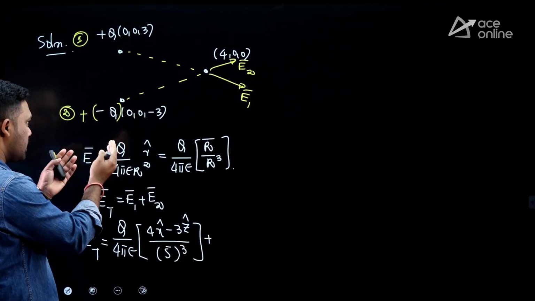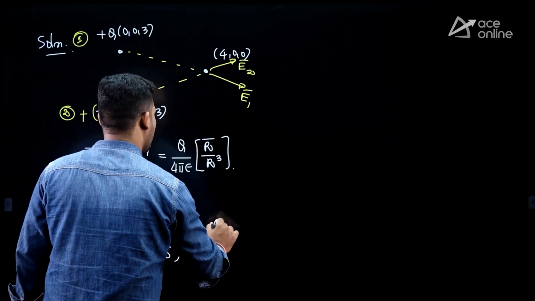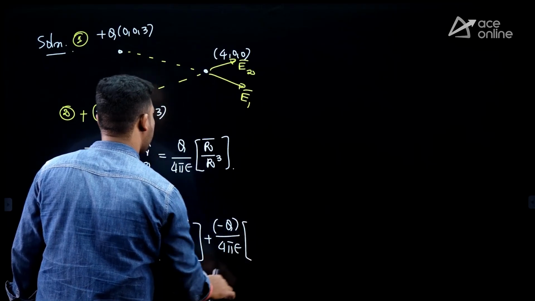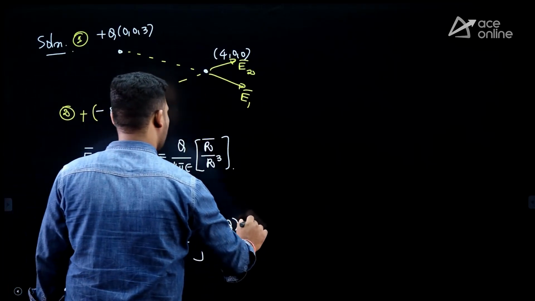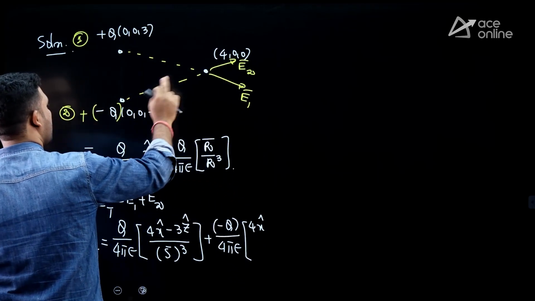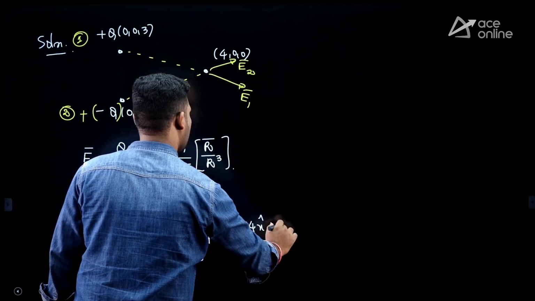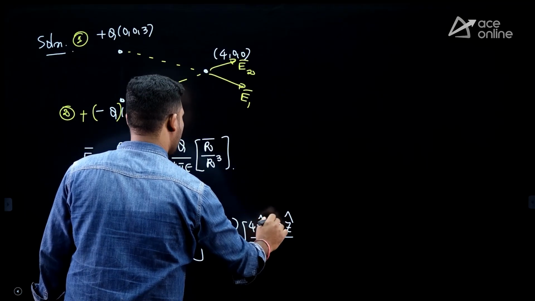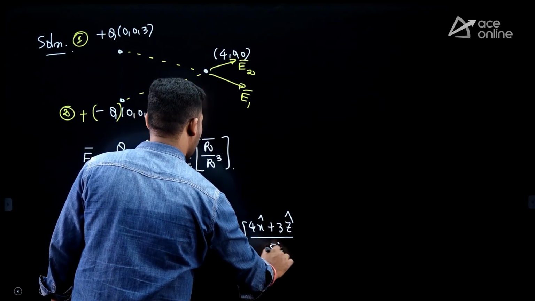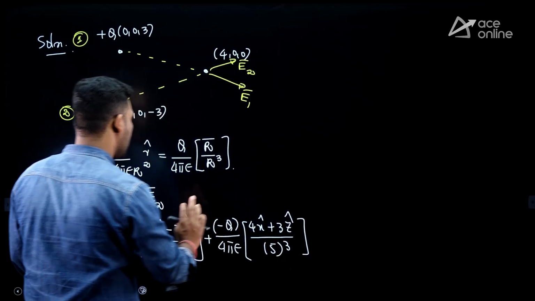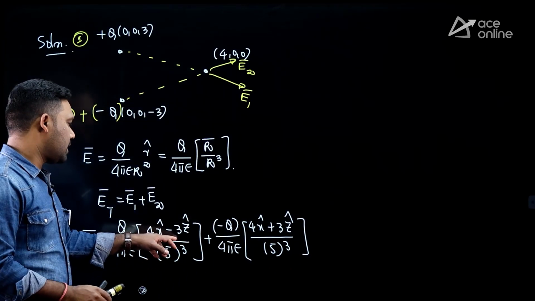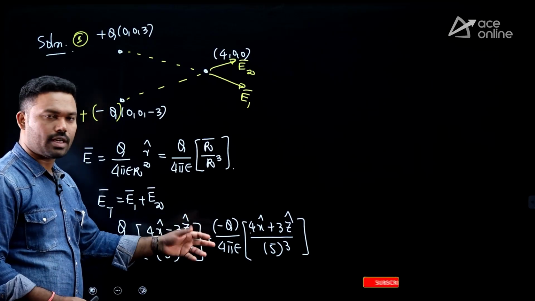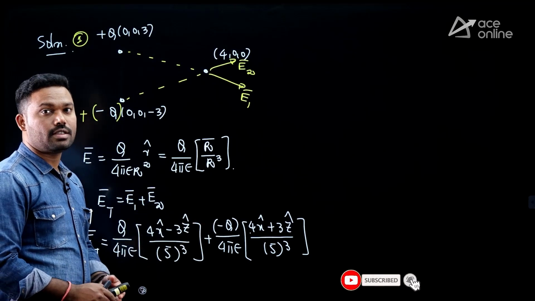Plus, with due respect, take that negative charge along with the bracket, which is minus q by 4 pi epsilon. So this point minus this point, it is 4x cap. 0 minus of minus 3, it is plus 3z cap, divided by the magnitude, square root of 4 square plus 3 square, it is 25, it is 5 cubed. I think from here itself you can decide the answer. It is minus 3z, here minus, it is minus 4x. Plus 4x minus 4x will cancel out, minus 3z. So the resultant is in the negative z direction.